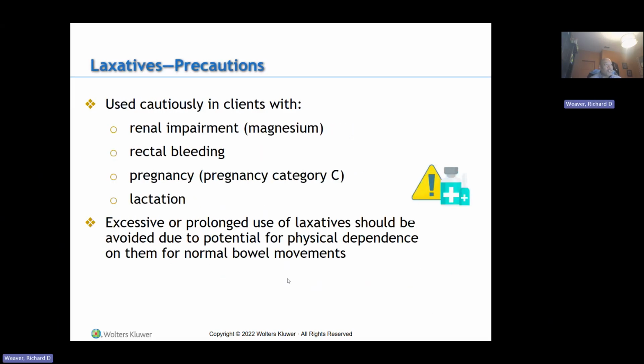We have to use these medications cautiously in patients with renal impairment. Some of these laxatives have magnesium in them, and if someone has renal impairment and they're not able to remove the magnesium from their system in the urine, then it can build up to dangerous levels. Use with caution with rectal bleeding, pregnancy category C, and also lactation. Now, again, just pay attention to the fact, especially the older population who are taking a lot of laxatives to have a bowel movement, it can lead to a lot of problems, especially dependency.